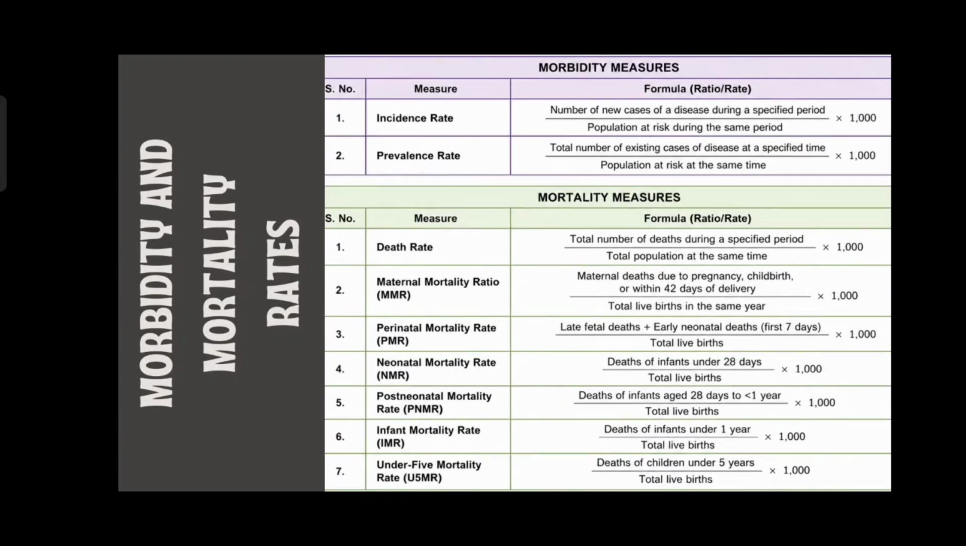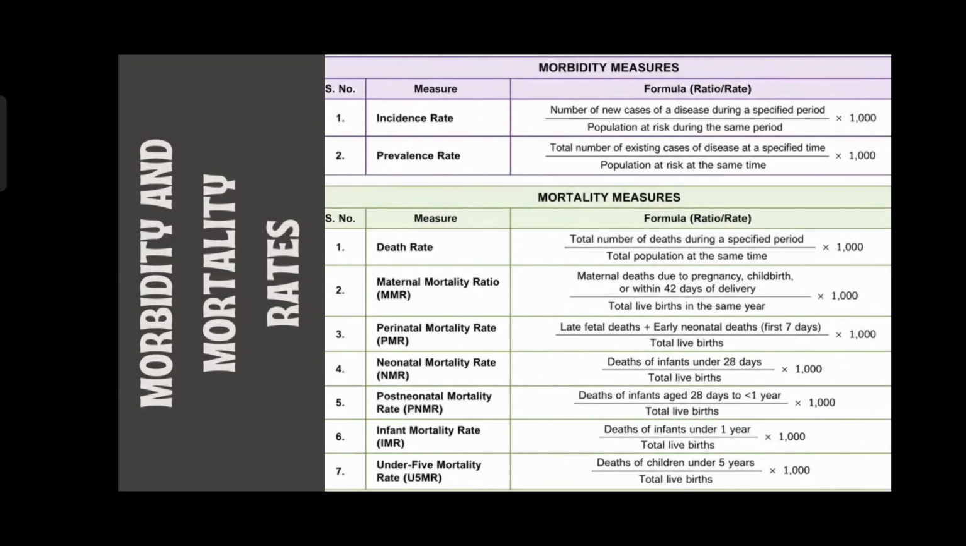So here how we are calculating is total number of death during a specified period divided by total population at the same time into 1000. So the second one is maternal mortality ratio. Maternal mortality ratio means the number of mothers who had died during the period of pregnancy, childbirth or within 42 days after the delivery. So how we are calculating is maternal death due to pregnancy, childbirth or within 42 days of delivery divided by total live birth in the same year into 1000.